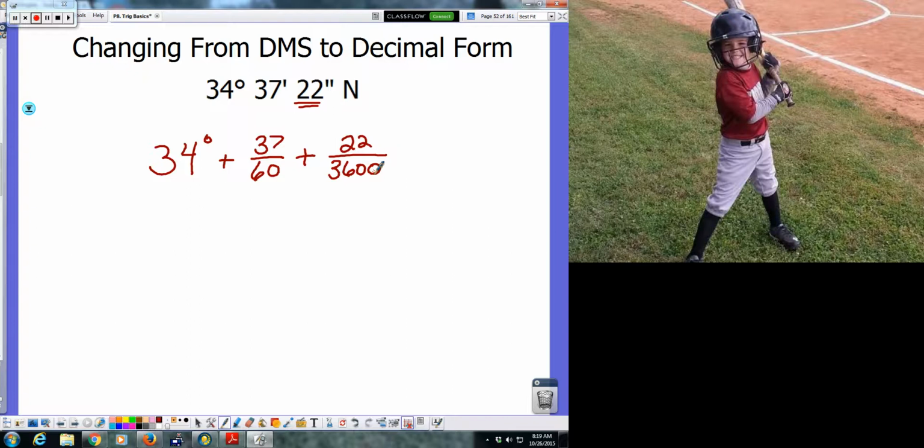So 34 full degrees, 37/60ths of a degree, 22/3600ths of a degree. You type that straight into your calculator and you're finished.